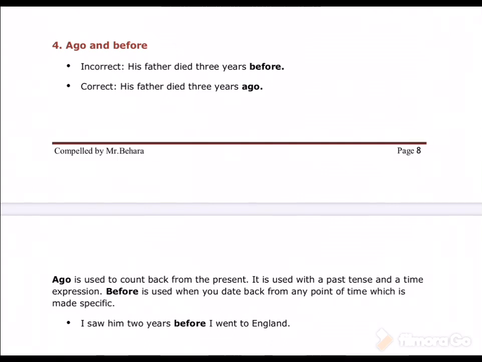But is it correct to say 3 years before? Actually this is past time. We use ago to count back from the present, like a period of time. So instead of before we need to use ago. The correct answer is, his father died 3 years ago. Suppose his father died 10 minutes ago. Can we say 10 minutes ago? Yes. We should not say 10 minutes before. So that is the difference between the uses of ago and before.